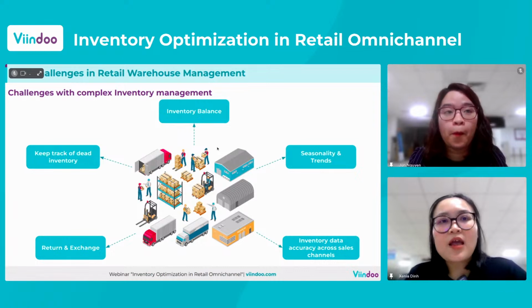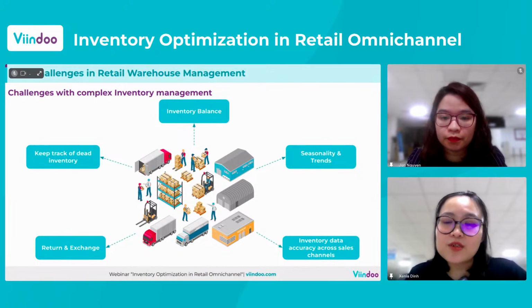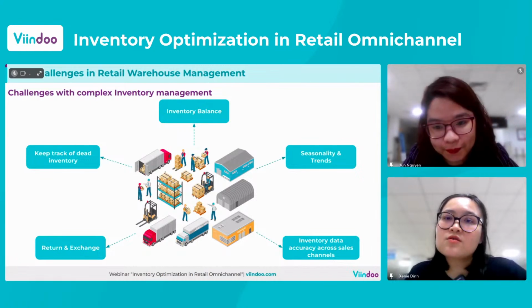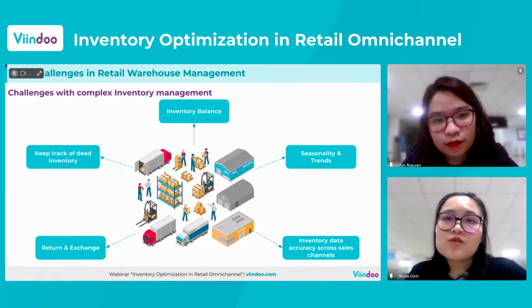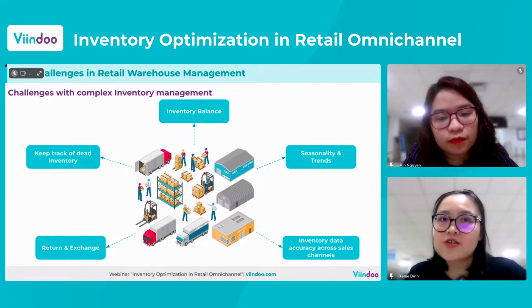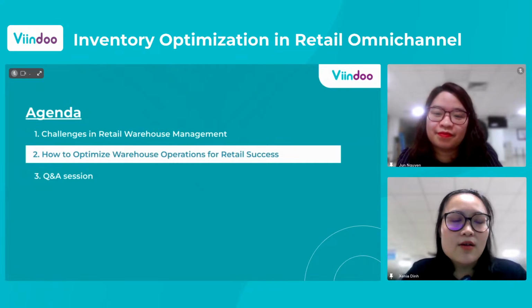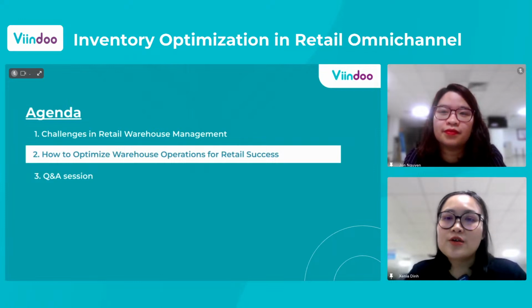Okay? And optimal inventory management can directly help to reduce the operational costs of your business significantly, from purchase costs to storage costs and distribution costs, right? And if you are a manufacturer, then this will also definitely affect your own production costs as well. Okay, now let's go to the second part, which is how to optimize the warehouse operations for your retail success.